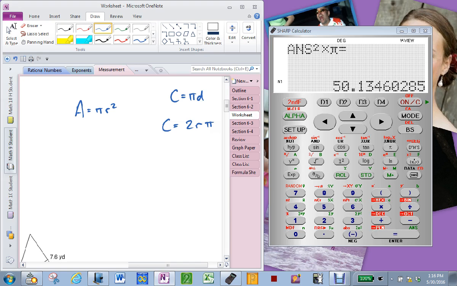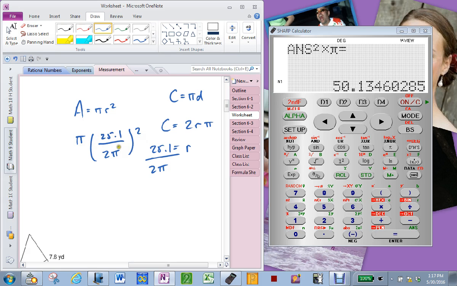Everybody still with me? Now, we knew our circumference, didn't we? 25.1 equals 2 r pi. Yeah? And we need the r by itself, correct? So I would have to divide this by 2 pi. Is everybody with me? That gets r by itself. So that's r. There's an r right there, isn't it? So pi times r, 25.1 over 2 pi, all squared, yes? Okay. So multiply this into here. Right? Can I then cancel one of those pi's? So isn't it 25.1 squared divided by 4 pi? See what I'm saying? Okay.